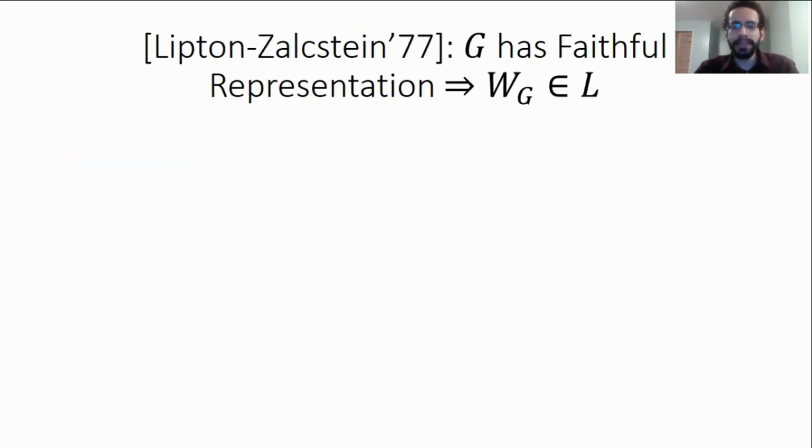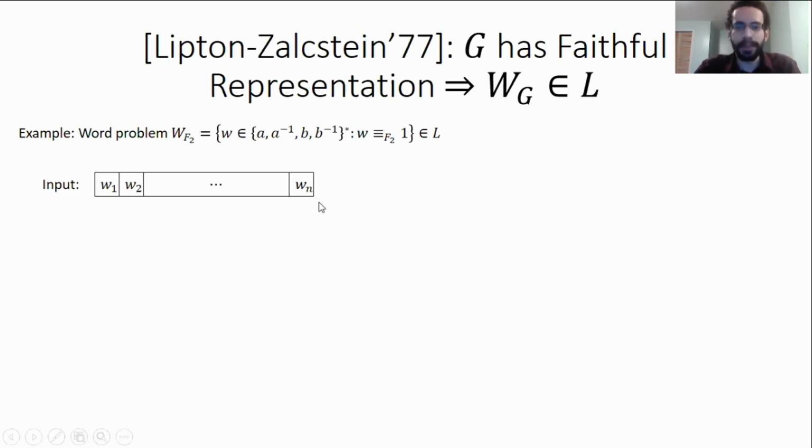Now next, we consider a rather old result by Lipton and Zalcstein from 1977, in which they showed that if a group G has a faithful representation, then the word problem of G can be recognized in deterministic log space. As a motivating example, let's consider the word problem for F2, the rank 2 free group from the previous slide. The input to the word problem is a string, W1 through Wn, where each individual symbol, Wj, is either one of the two generators or one of their inverses.